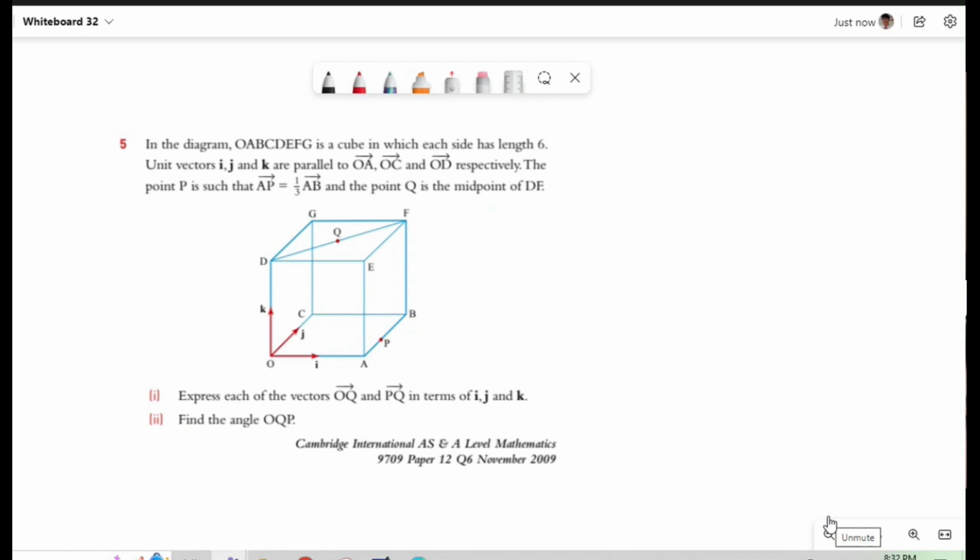For this question I will explain using two ways. We can use the cosine rule as well as finding the angle using the vectors formula. I will give you a couple of minutes to think about it first, or you can try it out by yourself before I show you the explanation.